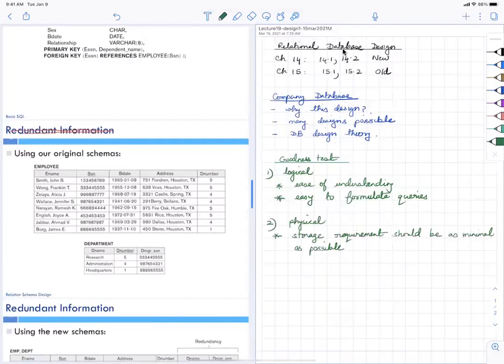For example, in a database, if you have a lot of redundancy and you're storing the same information many times, you're increasing the amount of storage. And then another thing from the physical side: is it easy to retrieve and easy to update?